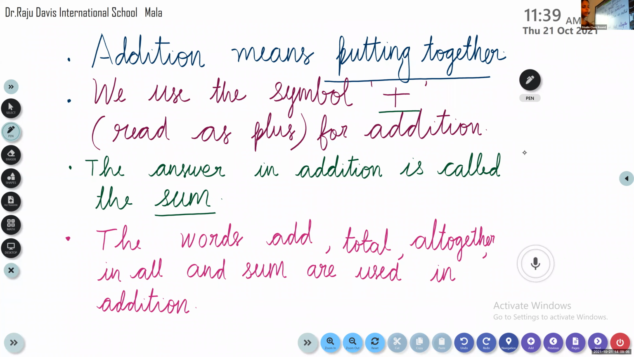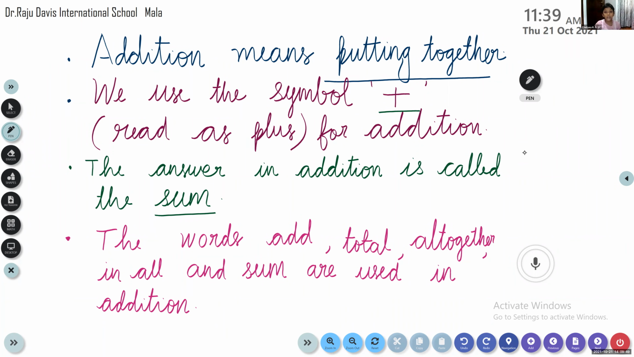Now, Chelsea, please read the points which we discussed. Addition means putting together. Okay. Second point. We use the symbol plus for addition. Now, third point. The answer in addition is called the sum. Very good.